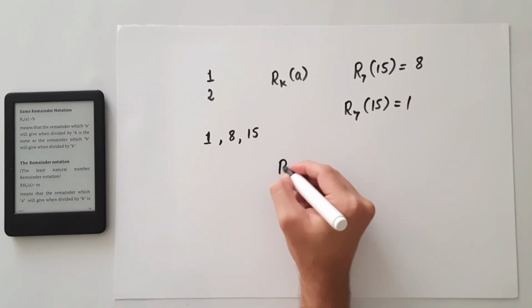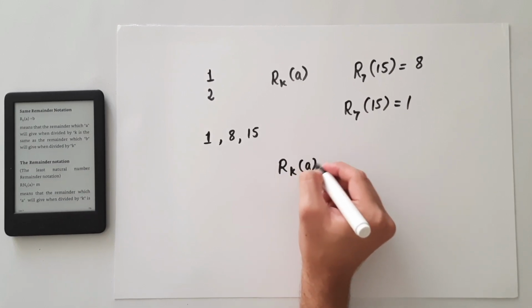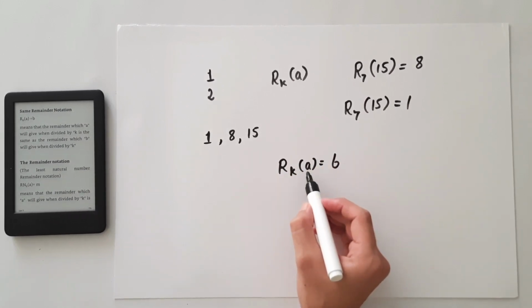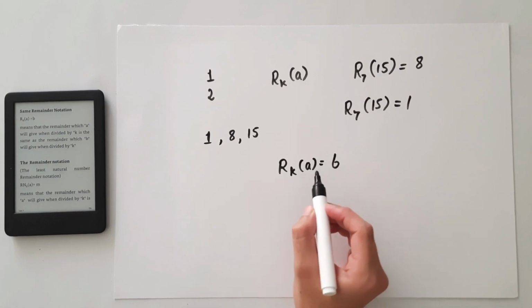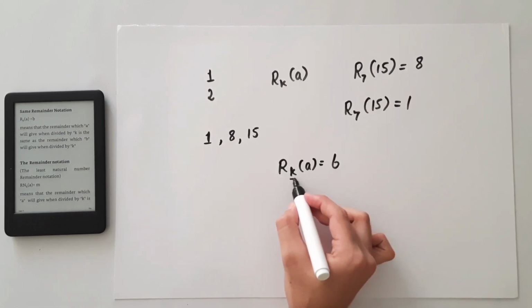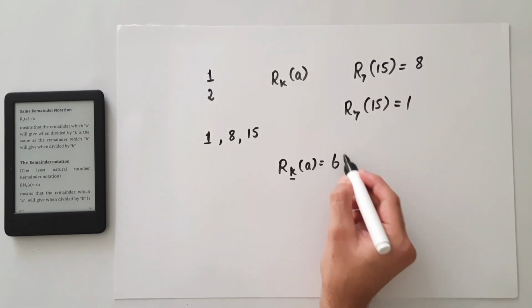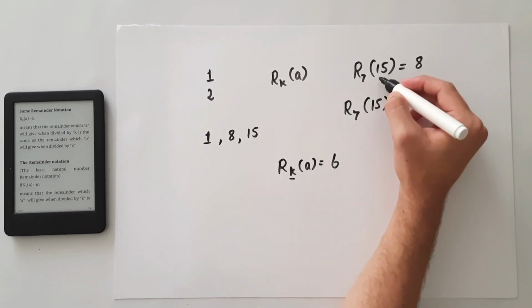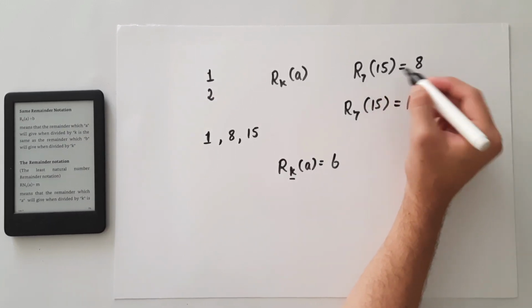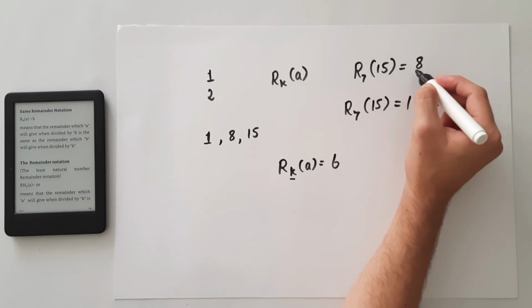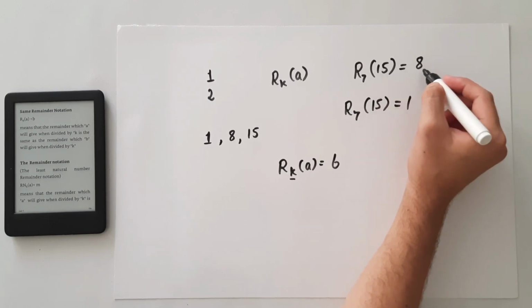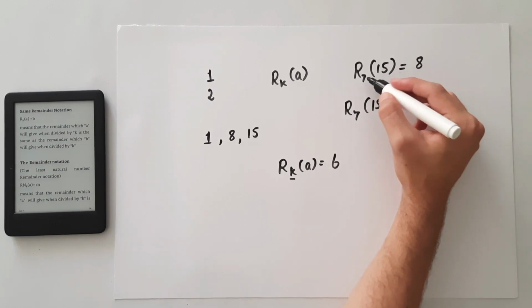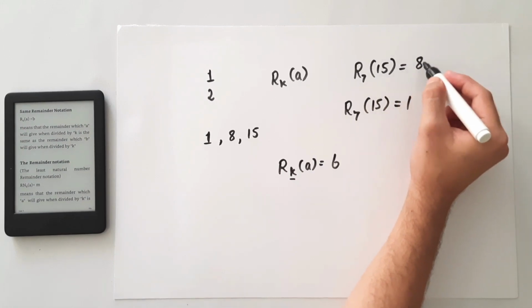If I write Rk of A equal to B, it means that A and B both will give the same remainder when divided by K. B is not the remainder. See, when 15 is divided by 7, the remainder is actually 1. But 8 is also the same. Since 8 will also give the same remainder, R7 of 15 is equal to 8.